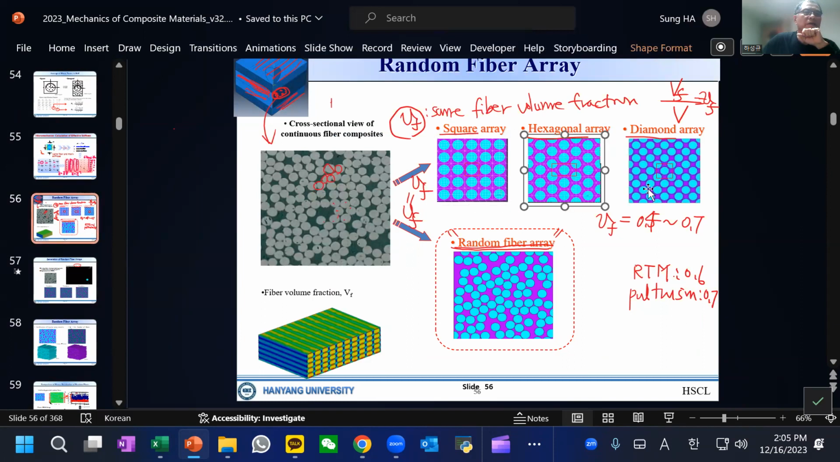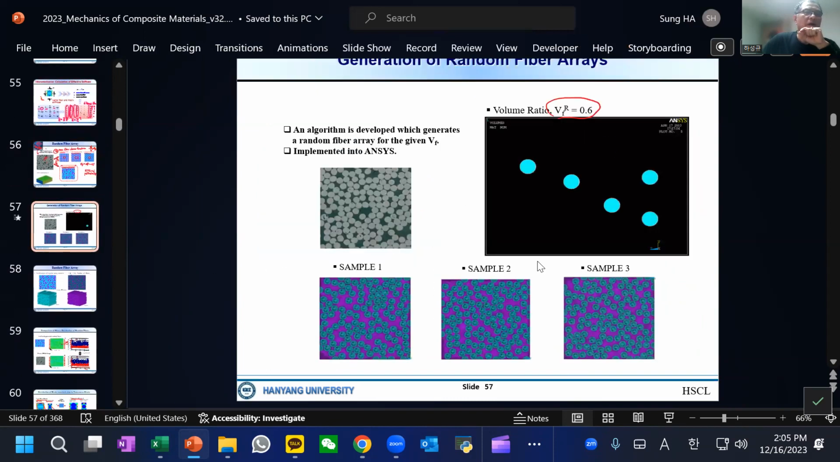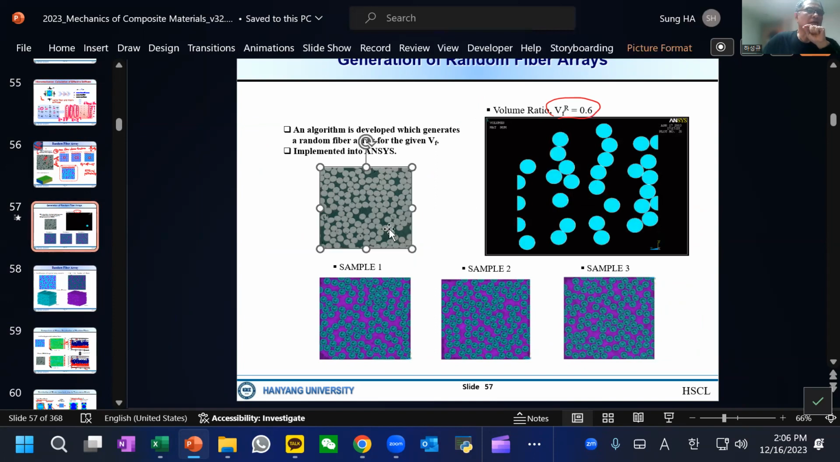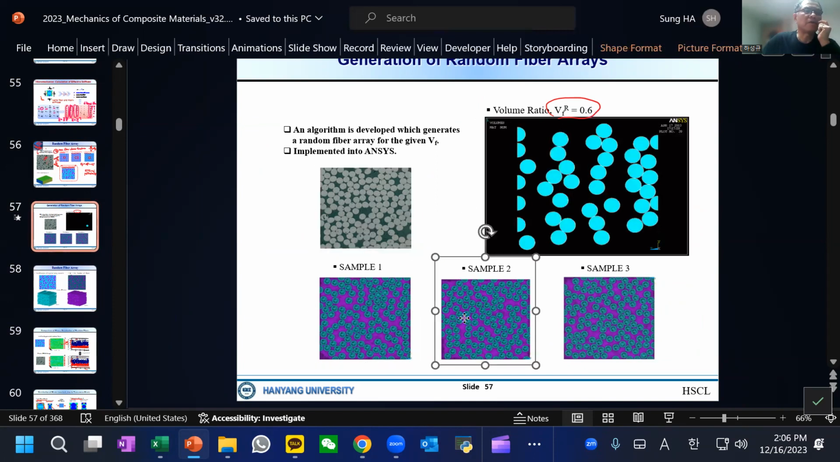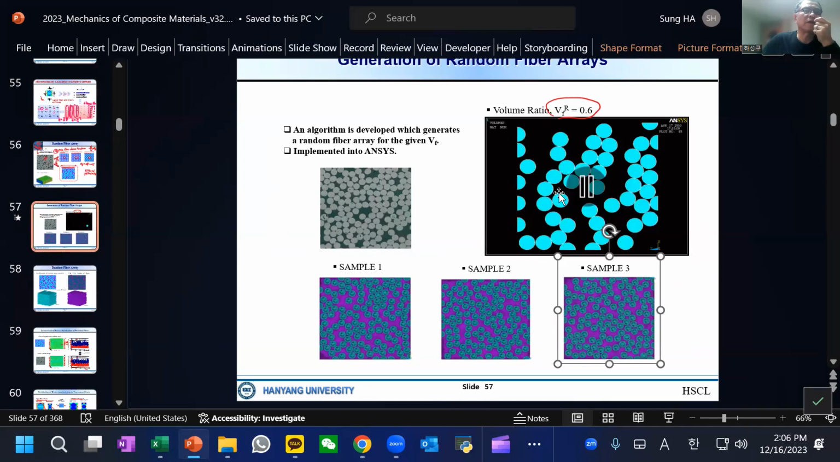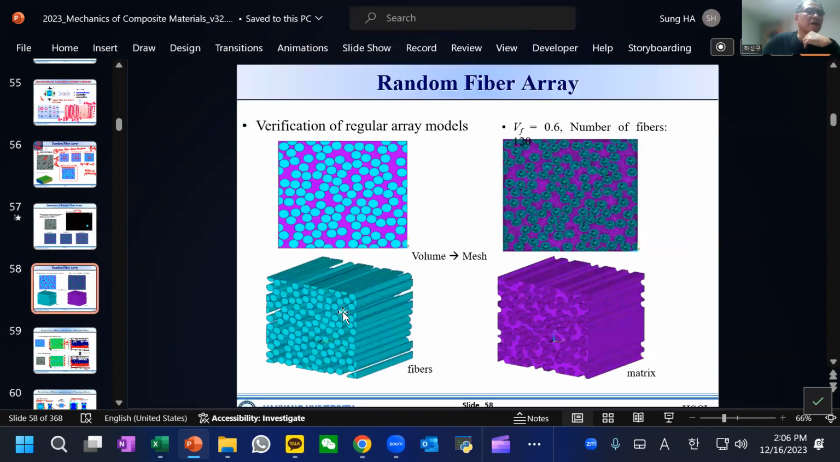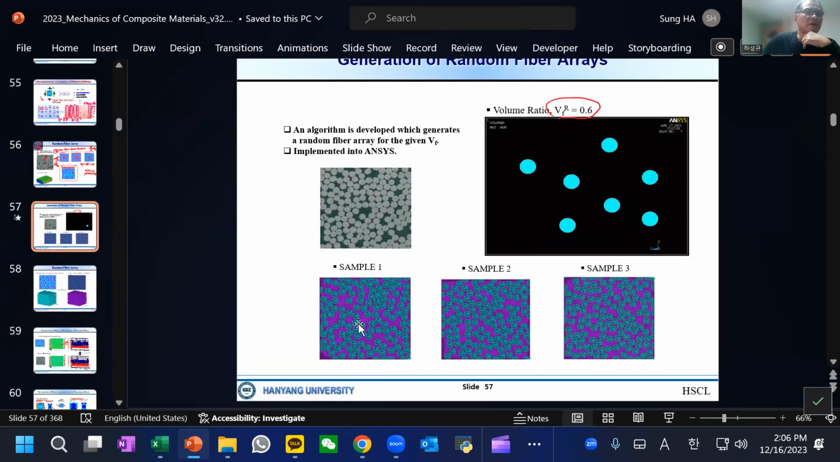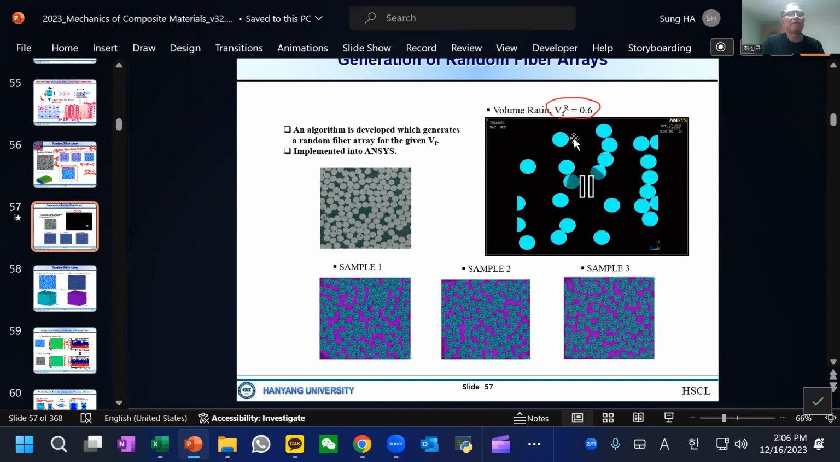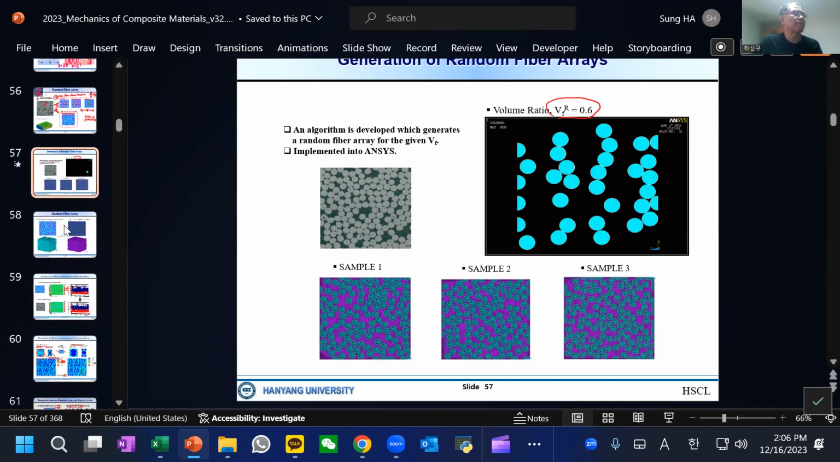Again, we can assume this regular array, but also we can consider random. Numerically, we can generate a random arrangement for the given fiber volume fraction, like 60%. So this is the real photo, and samples 1 to 3 are just the numerical image generation using this kind of algorithm. So it looks similar. Microscopically they're different, but overall the fiber volume fraction of 60% is the same.